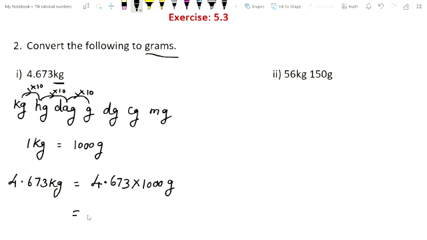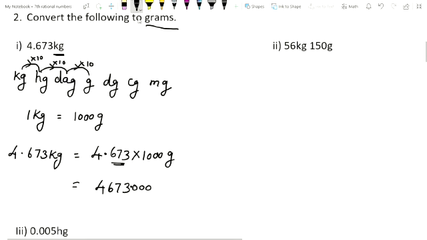Now multiply this. 4,673,000. See here how many decimal places are there? 3 decimal places are there. So just keep it, 1, 2, 3. So what you are getting, children? 4,673 gram. So 4.673 kilogram equal to 4,673 gram. So this is the answer.